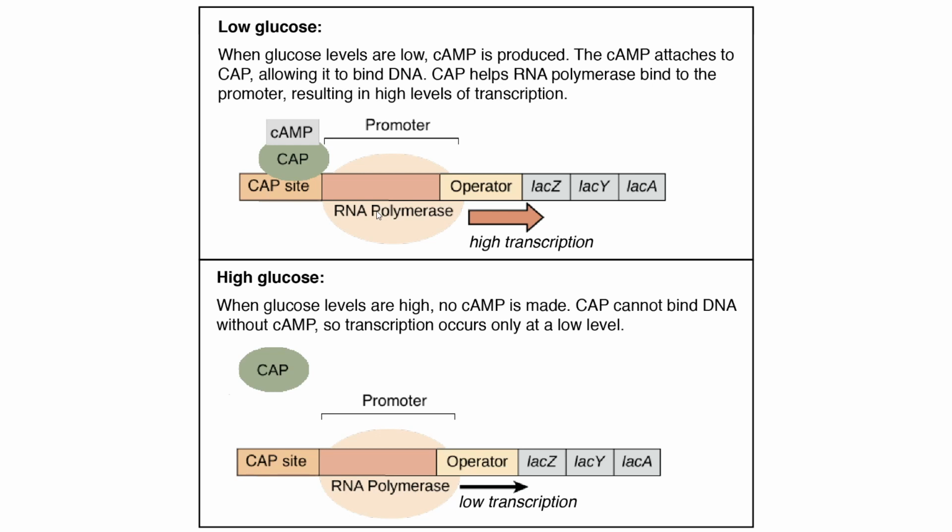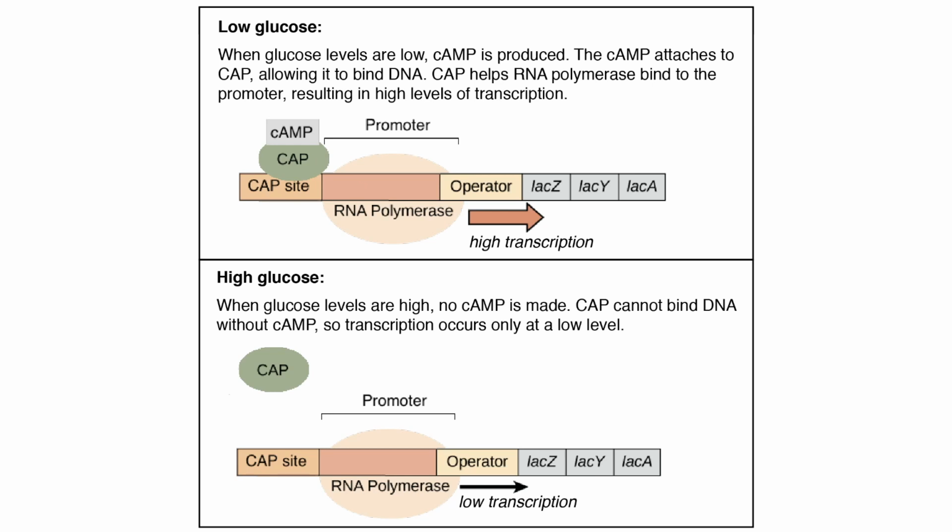As it turns out, RNA polymerase alone does not bind very well to the Lac operon promoter. It might make a few transcripts, but it won't do much more unless it gets extra help from CAP, catabolite activator protein. CAP binds to a region of DNA just before the Lac operon promoter and helps RNA polymerase attach to the promoter, driving high levels of transcription.